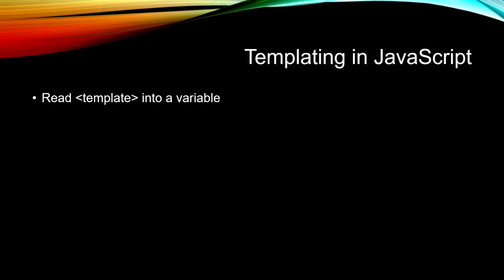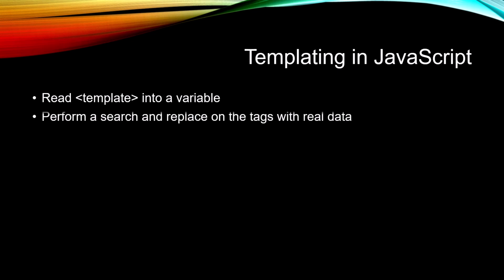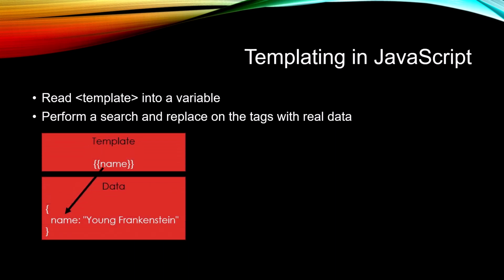So what we do is we're going to read that template into a variable. We're going to perform a search and replace on the tags, those tokens, with real data. The token or the tag is always going to be in the form two open curly braces, followed by some variable name, and then closing two curly braces. And then we'll read the name from some object literal or some other data that has a real value.